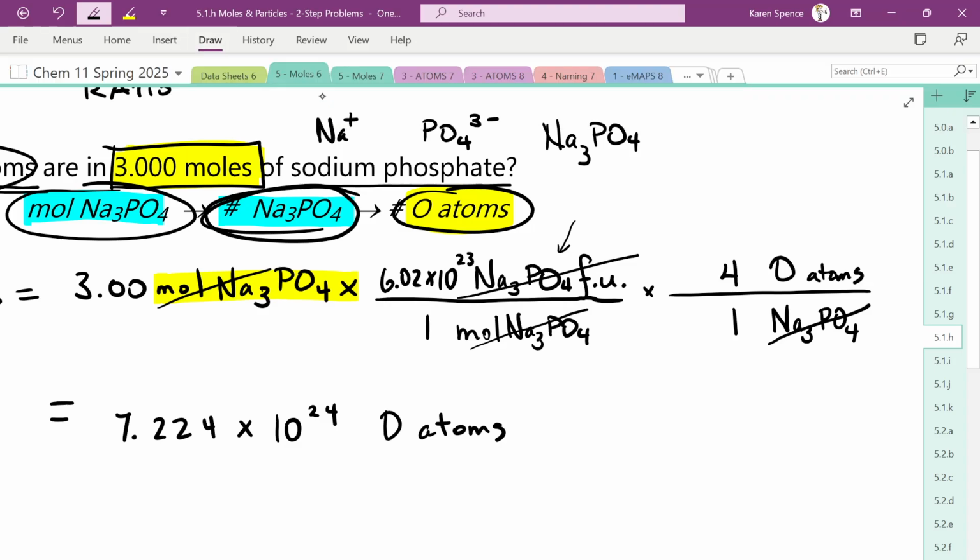Okay. How many sig figs in 3.00? Everybody, how many sig figs in 3.00? Show me your fingers. 3 sig figs. Okay, how many in 6.02 times 10 to the 23? 3 sig figs. How many in 4 atoms? Infinite. Because it is a counting number. There's not approximately 4 O's in Na3PO4. There's exactly 4 O's. So that is an exact number.